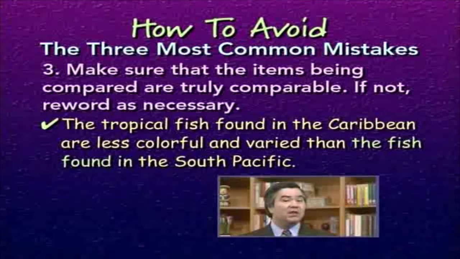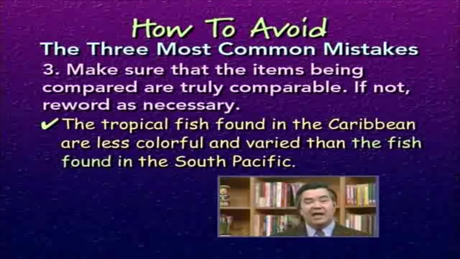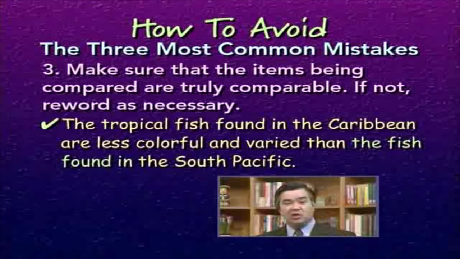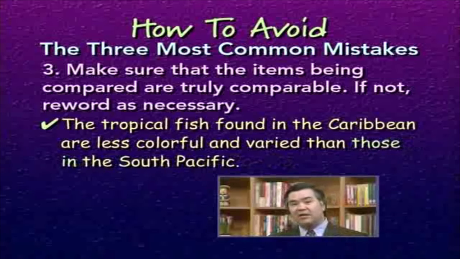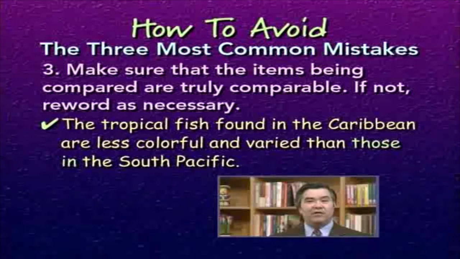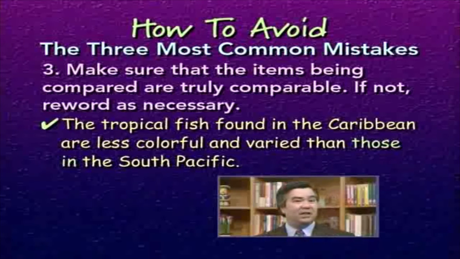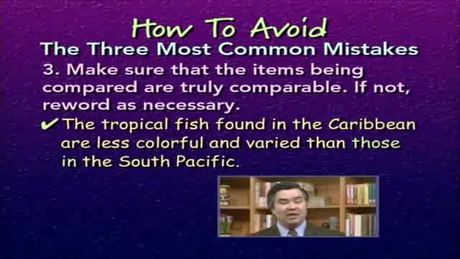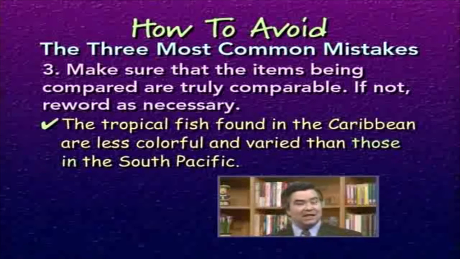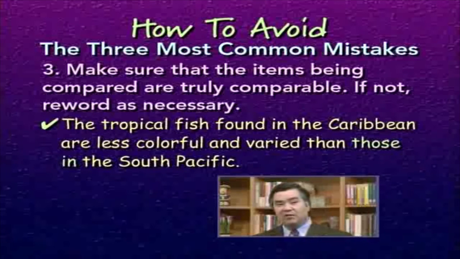If you don't want to repeat the word fish, you can use a pronoun instead. And the sentence could then read, the tropical fish found in the Caribbean are less colorful and varied than those in the South Pacific. Now the pronoun those has been used so that the word fish doesn't have to be repeated. And that would also be a perfectly correct way of correcting the error. The problem with the original sentence is that it seems to compare fish with ocean, and that, of course, doesn't logically make sense. And it's one of the types of errors of comparability that you need to watch out for.